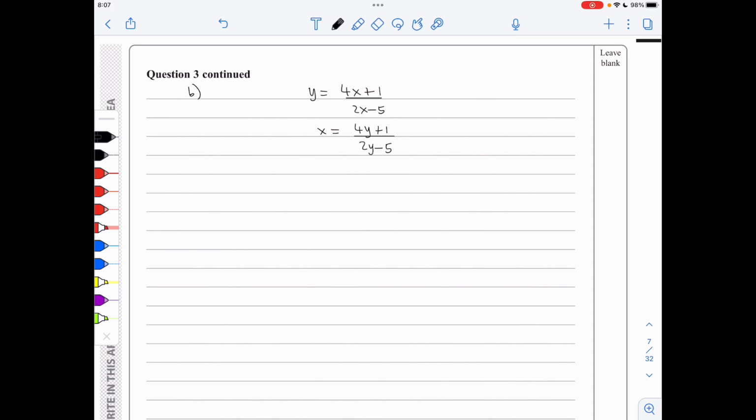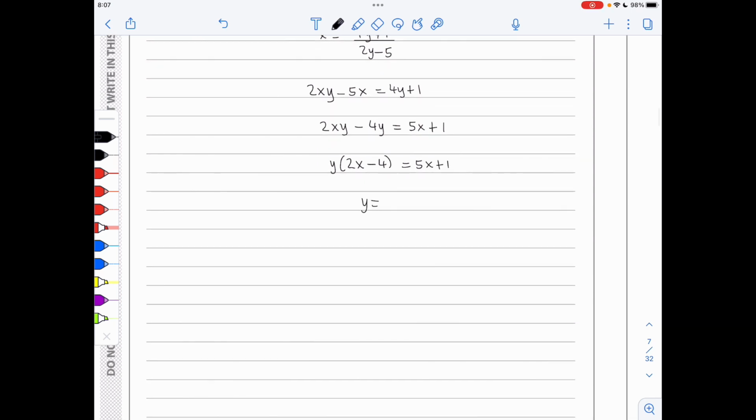We're trying to make y the subject, so if I cross multiply, I get 2xy minus 5x is 4y plus 1, which takes me to 2xy minus 4y is 5x plus 1. I will factor out the y, so y brackets 2x minus 4 is 5x plus 1, which means that y is 5x plus 1 over 2x minus 4.